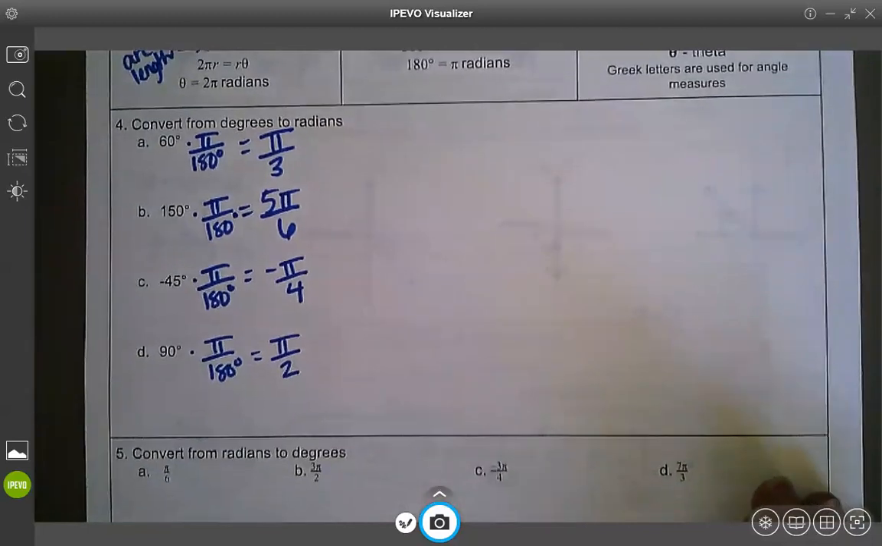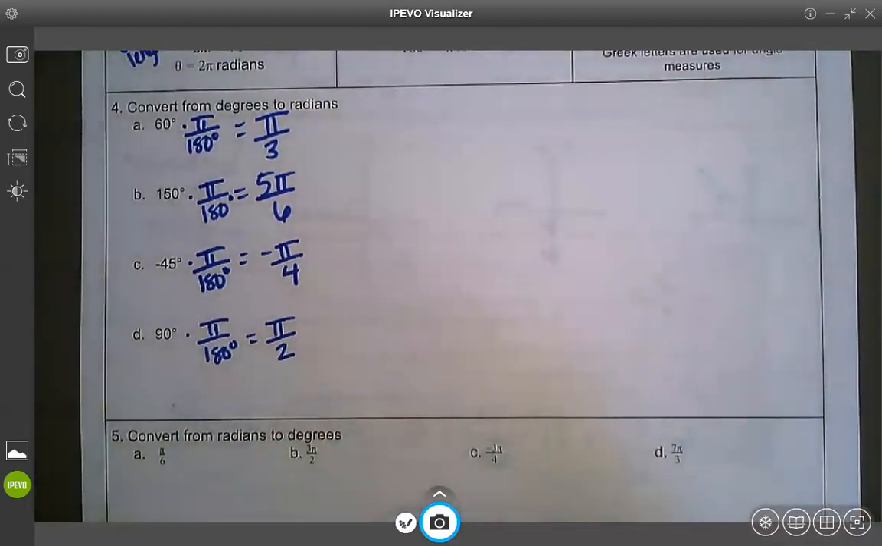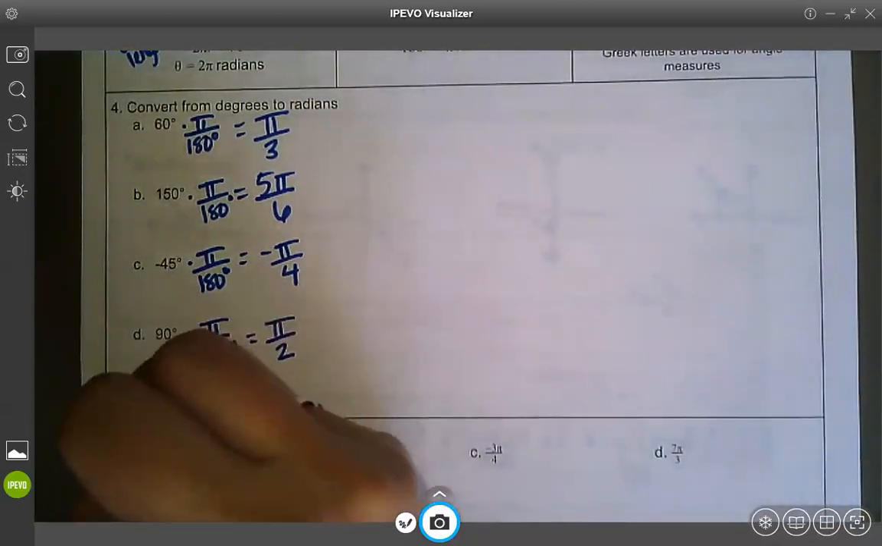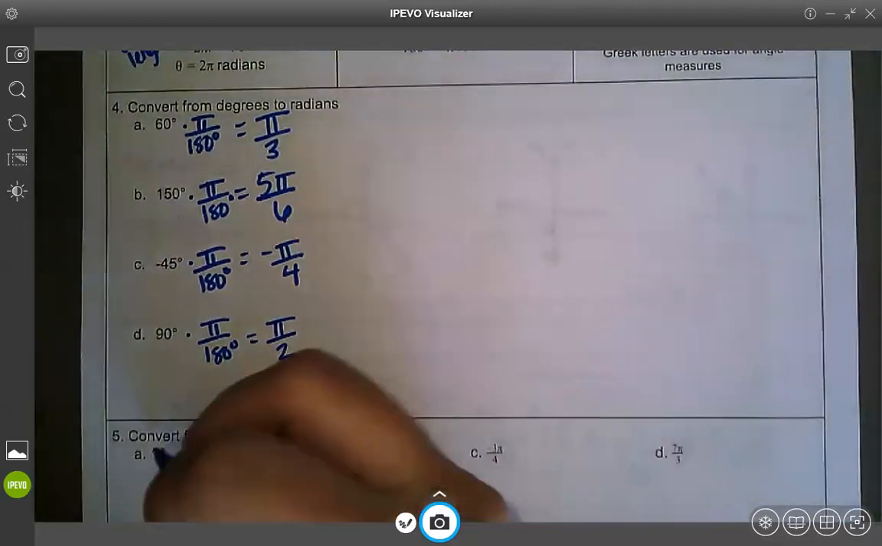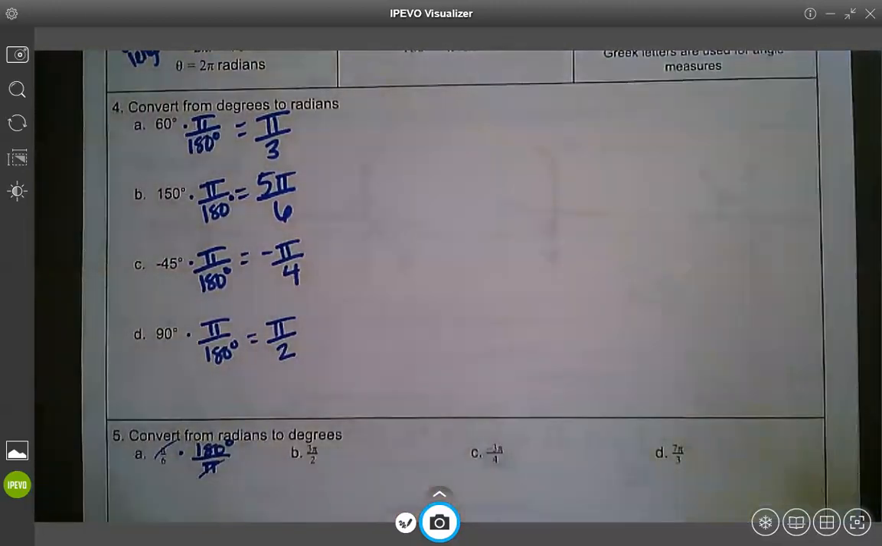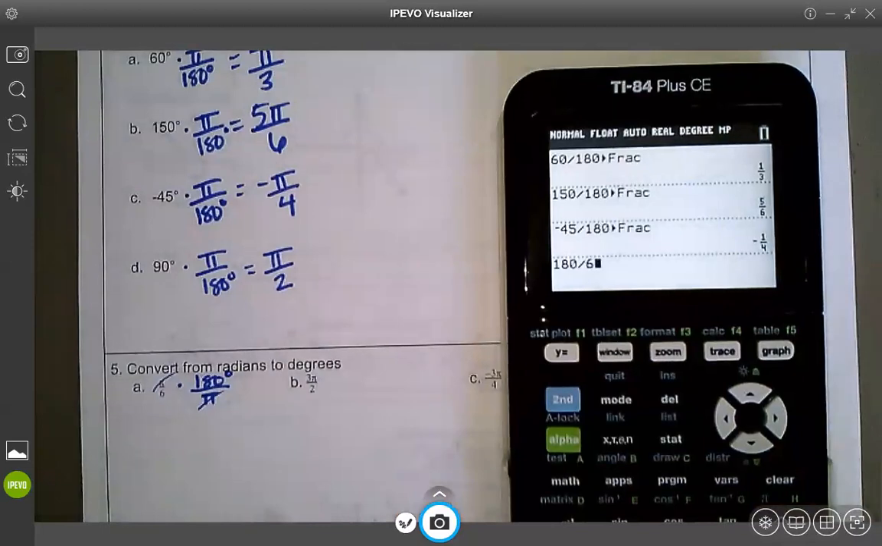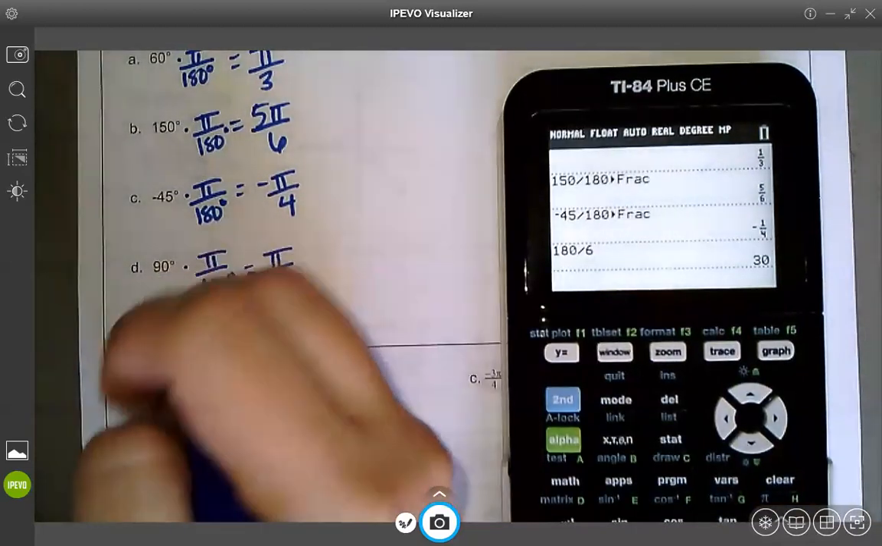Do the opposite, convert from radians to degrees. Instead of multiplying by pi over 180, you'll multiply by 180 over pi. So now I'm saying times 180 degrees over pi. Your pi's will cancel out, and you can just type in your 180 divided by 6, which is 30 degrees.